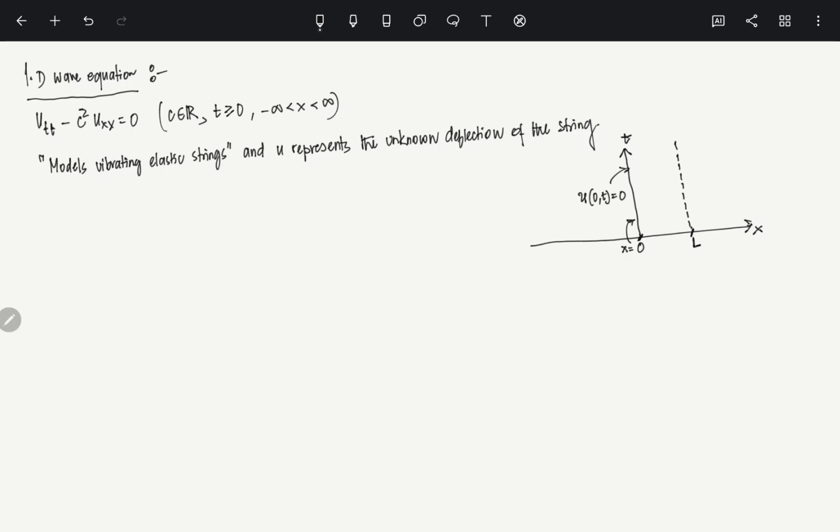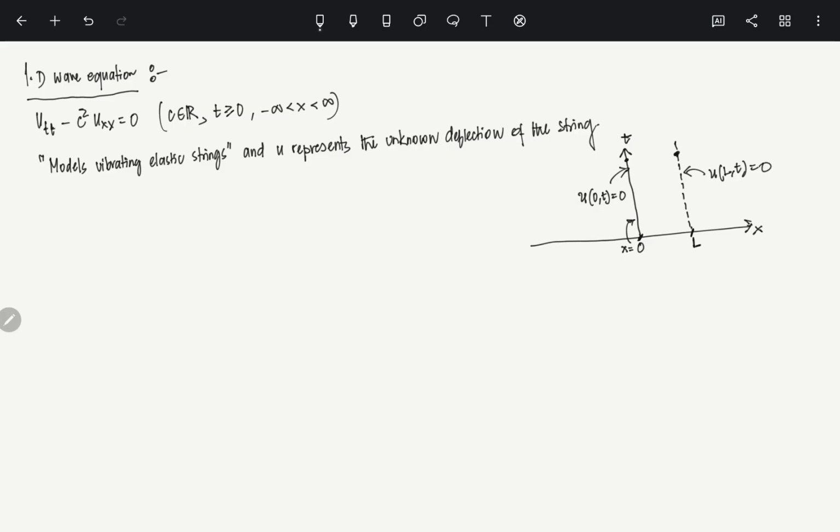So on this line u is 0, and again on this line, u at x equals L, t, that is also going to be 0. This is for all t greater than or equal to 0. Clear? What it means is that the string we are talking about is fastened at both ends, so it's not moving at x equals 0 and x equals L.